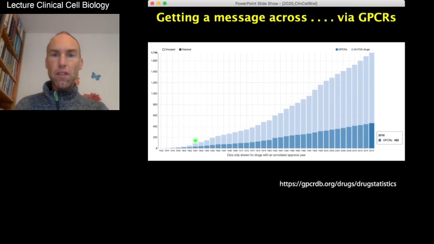And as I said, these G-protein coupled receptor drugs are really a big chunk of the market of drugs. So here's a graph over time that shows how many drugs there are against GPCRs relative to all the FDA approved drugs. And you see that it's stably around 30% of the drugs that target a G-protein coupled receptor.